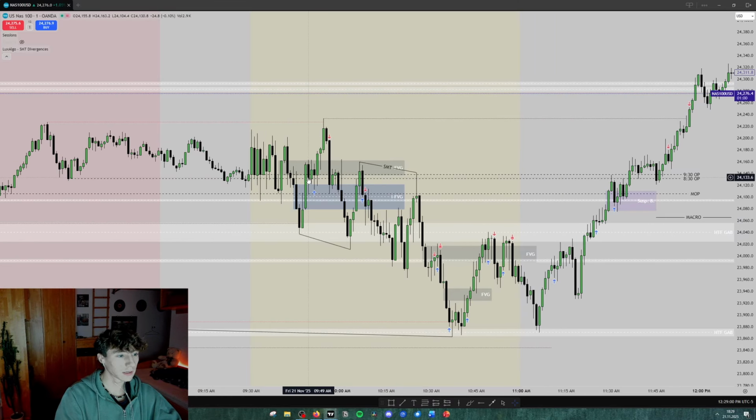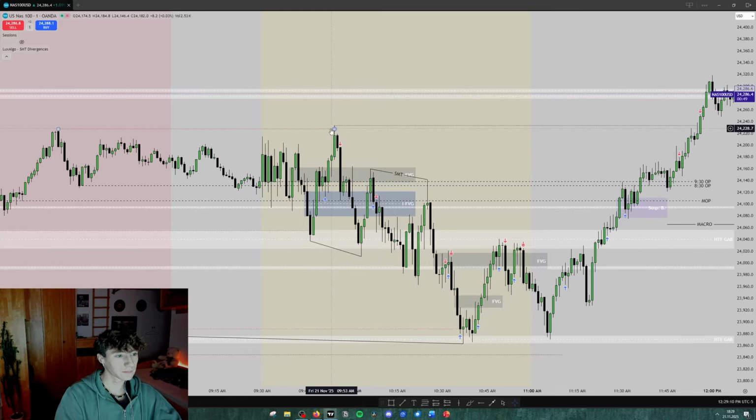So I also liked how we displaced through the inversion fair value gap, and I think that's basically a valid trade. But if we trade only one contract, what I learned today is that I either basically have my target right here at the New York Open Kill Zone buy side liquidity, or if I expect higher prices and I don't take anything off right here, I have to go break even.